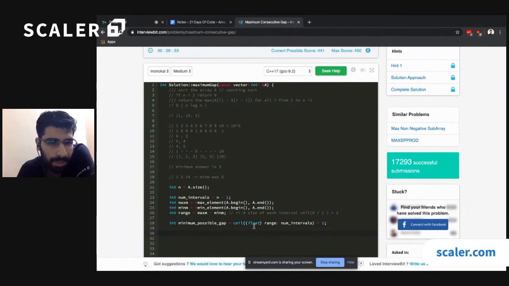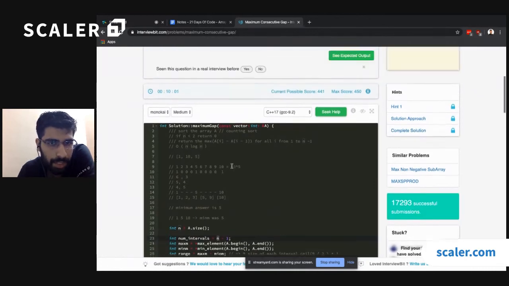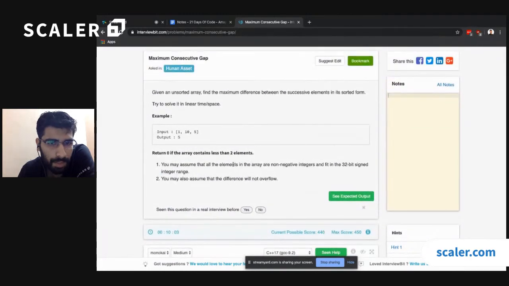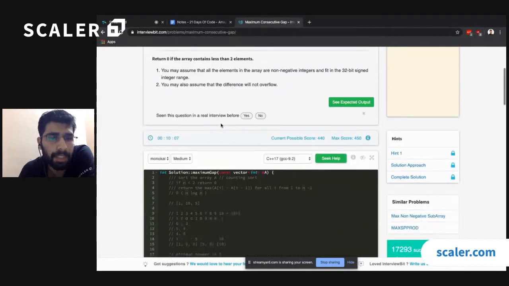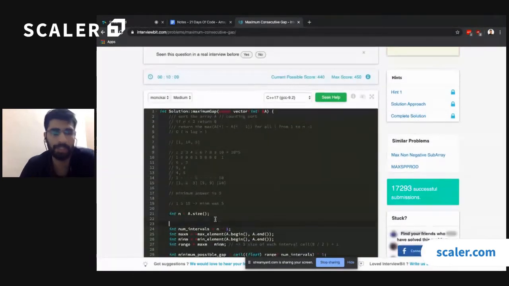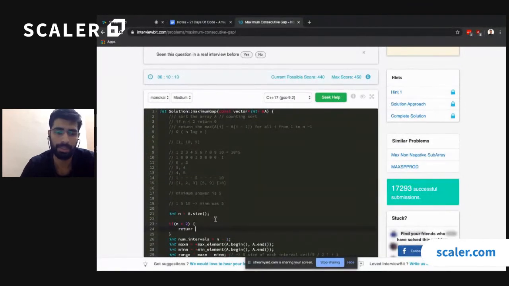Can anything be 0 here? Can the number of intervals be 0? What is the value of n? Yep, n can be 1. So in that case, I should return 0, right? If n is less than 2, I should just directly return 0. Great.